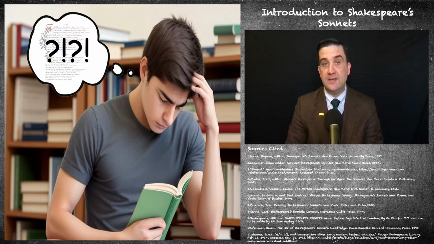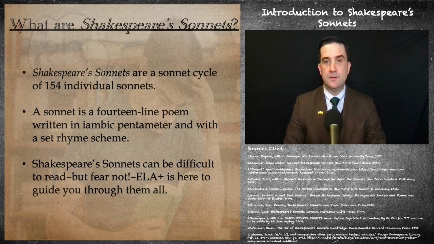We're going to read and analyze all 154 of these poems. The instruction starts here in this video. The first thing you need to know is that Shakespeare's sonnets are what's called a sonnet cycle. A sonnet cycle is a collection of sonnets that are thematically linked and when read together produce a cohesive poetic work. In Shakespeare's sonnets, there are 154 of them.